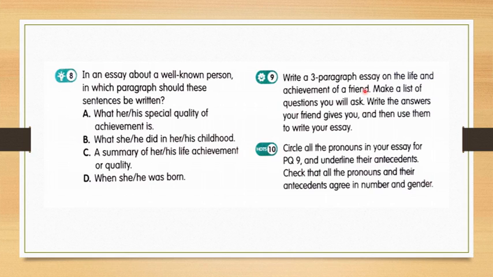Write a 3-paragraph essay on the life and achievement of a friend. A similar paragraph has been given on page number 5. So you have to check that, and accordingly write a paragraph or the essay on the life and achievement of a friend, your friend. Make a list of questions you will ask. Write the answers your friend gives you and then use them to write your essay. For that you have to do one simple thing. First, write down questions, answer those questions, and after that mix them in such a way that you will get one paragraph or an essay.